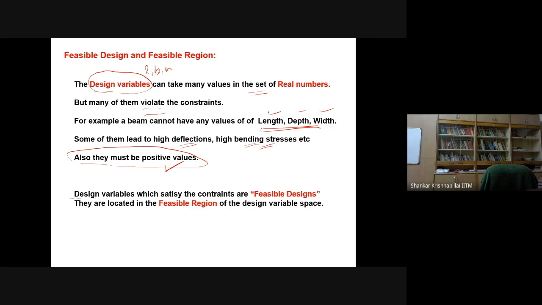So design variables which satisfy the constraints are called a feasible design, and they are located in the feasible region. So a feasible design is any combination of L1, B1, H1, or L2, B2, H2, or L3, B3, H3, which satisfies all the constraints. So if a beam satisfies all the constraints, then that beam will not fail. Its deflection will be within a certain limit, its bending stress will be within a certain limit, so that beam will not fail.